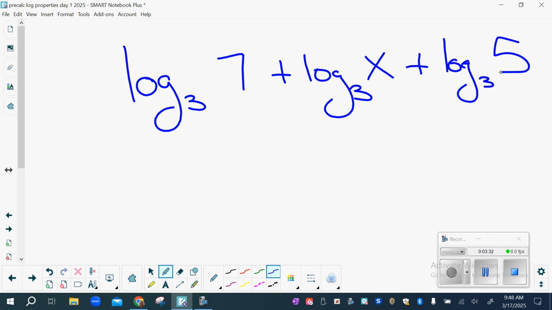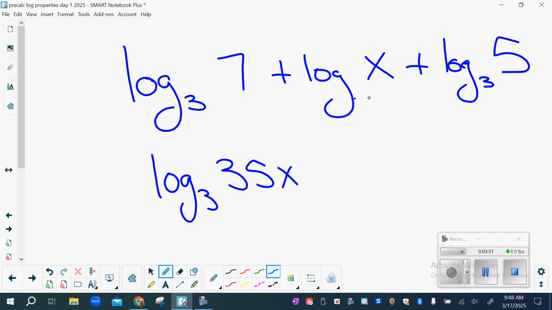Nice. If you got log base 3 of 35x, you are fired. Is it wrong to go 5x7? Kinda. One other thing you got to notice, log base 3, log base 3, log base 3. If this had been log base 7, you know what? Could have combined the 3 guys. But could not have done the 7. You got to have the same base.